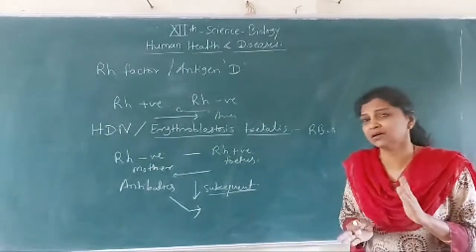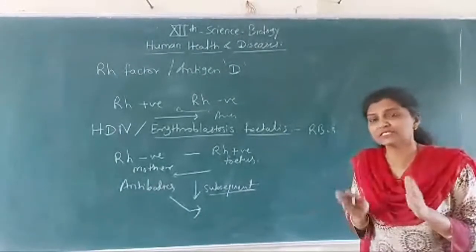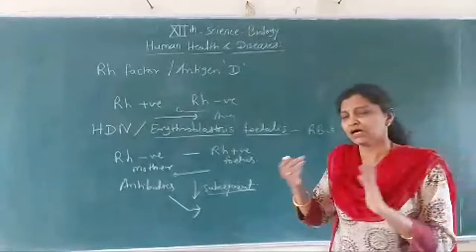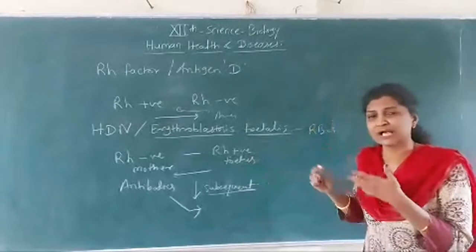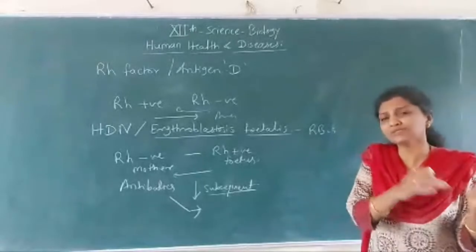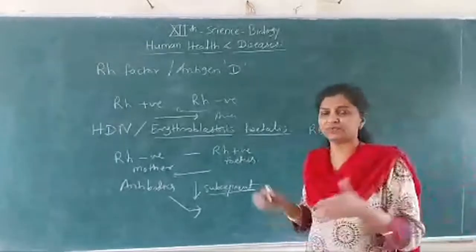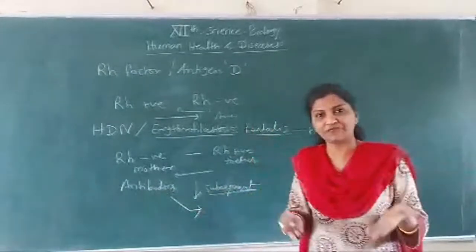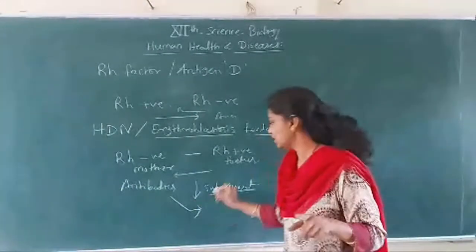So what is the placenta? Placenta is the common tissue between mother and fetus through which the exchange of material takes place. For example, oxygen and nutrients from the mother enter through the placenta towards the fetus, and waste materials like carbon dioxide and other nitrogenous waste from the fetus enter into the mother's circulation through the placenta. So the placenta is a middle medium through which the exchange takes place. So these antibodies which are formed in the Rh negative mother may enter the fetus through the placenta.